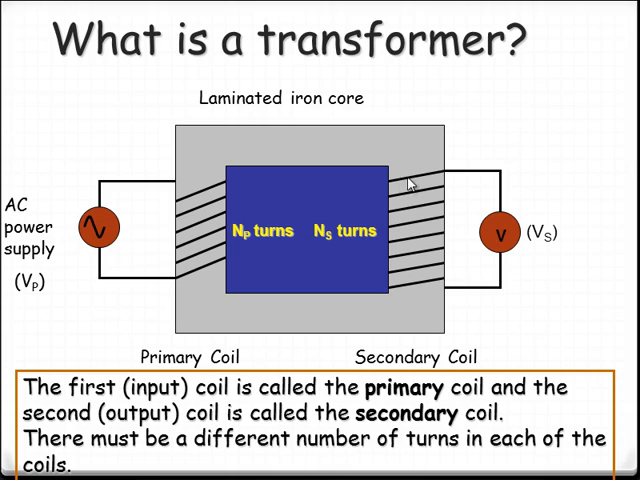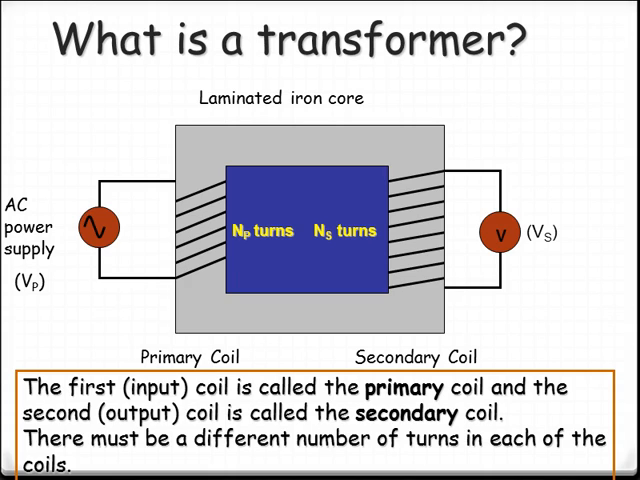So most importantly, we need a different number of turns between the two coils. If we have the same number, we're effectively going to produce the same voltage as we started with. So we want more turns to produce a larger EMF, or we want less turns to produce a smaller EMF.